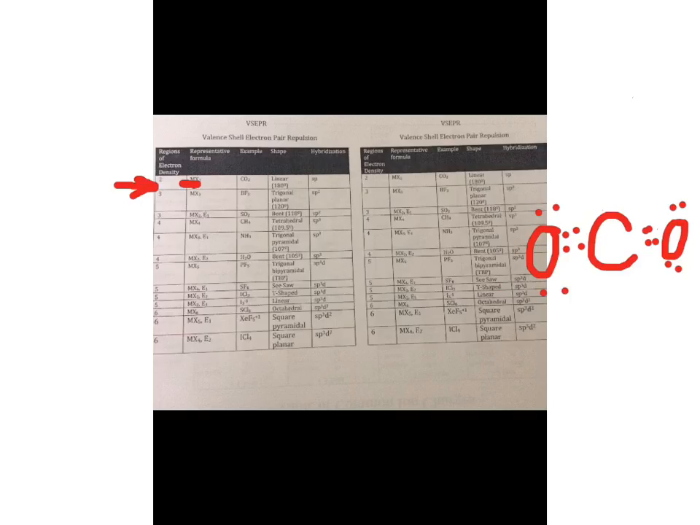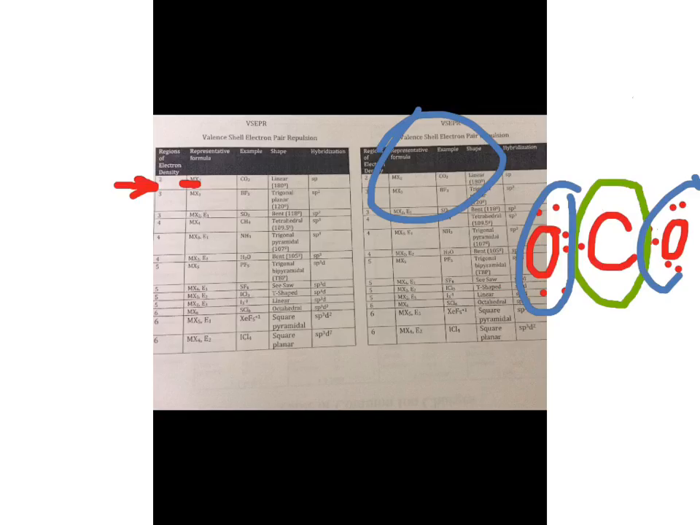Alright. So your M, I'm going to do it in green. Your M is your C. Your X's are your O's. I don't know why this is taking like this. So that's one way of looking at it.